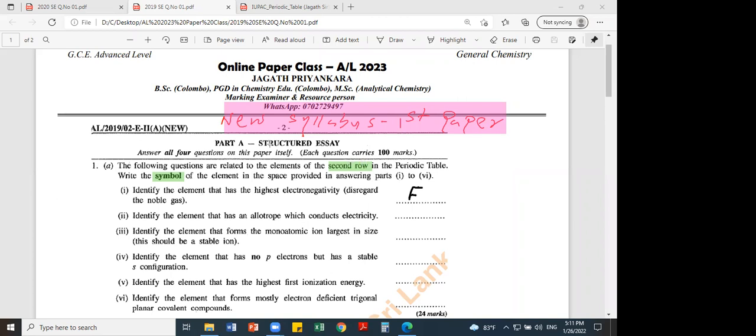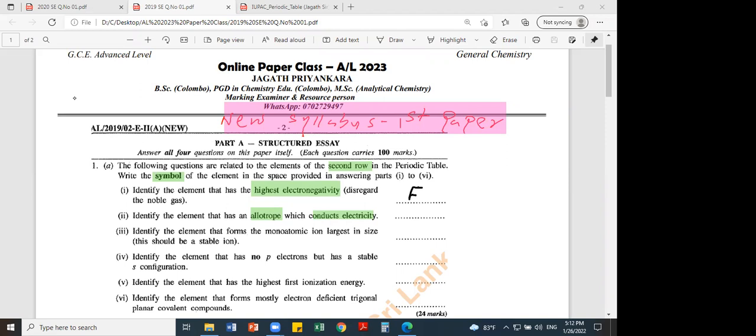Identify the element that has an electron of which conduct electricity. Yeah, very easy. Again, O level exam question. Electron conduct electricity. Right. All of you are correct. Answer is carbon. Don't write graphite. Abdur, you gave the answer graphite. What you have given, your answer is correct.